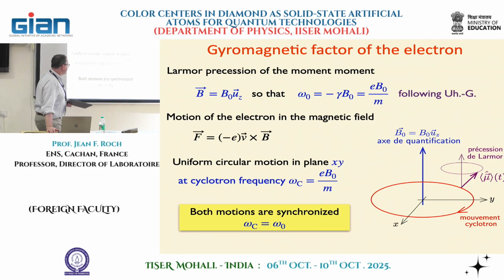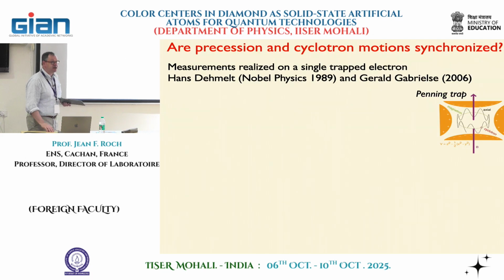So both motions are synchronized and occur at the same frequency. And remarkably, this has been checked in experiments, in measurements realized on a single trapped electron by Hans Dehmelt, who got the Nobel Prize for all this beautiful work, and Gerald Gabrielse. And they could trap, for instance, a single electron for a year in this Penning trap.